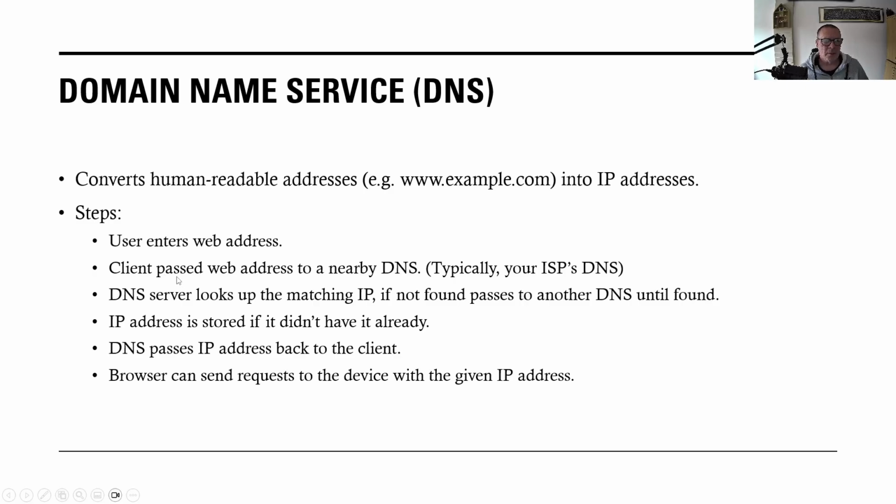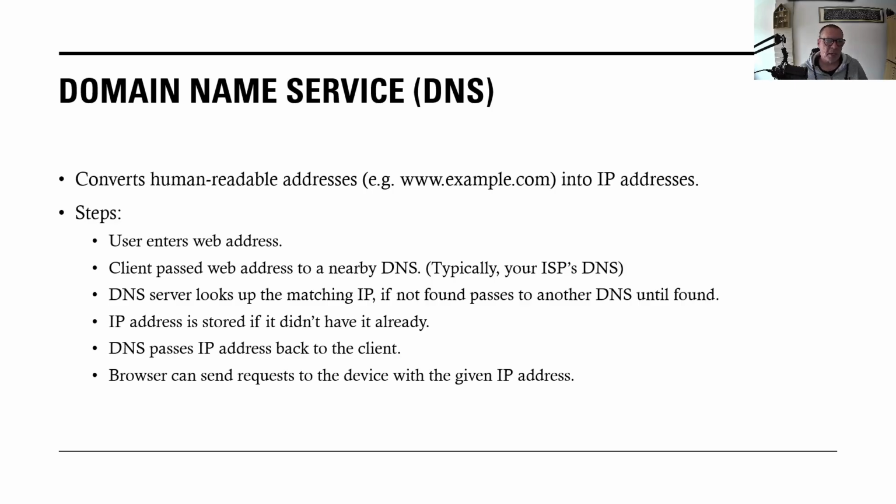The client, i.e. the software on your computer that's making the request for this web page to a server, is going to send a message to a nearby domain name server. The domain name server, in this case typically your internet service provider's DNS, is going to check to see if it knows what the IP address is for your website or your URL. If it can't find it on its own server, then it'll go to another domain name server until it finds one that does have that matching IP address for the URL.